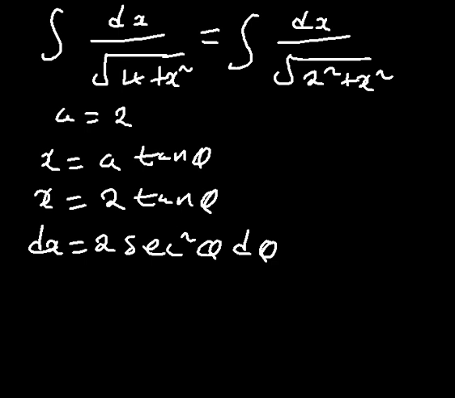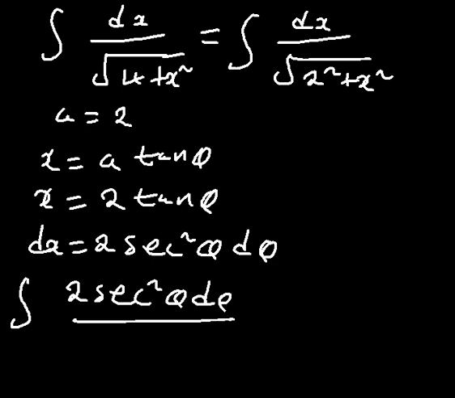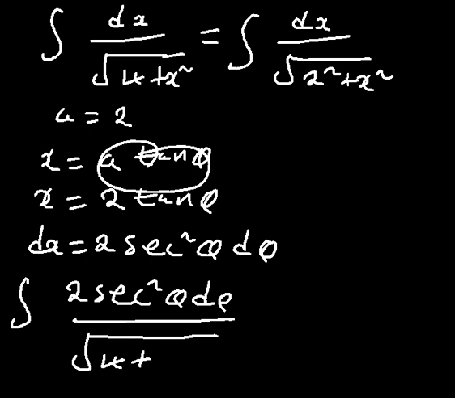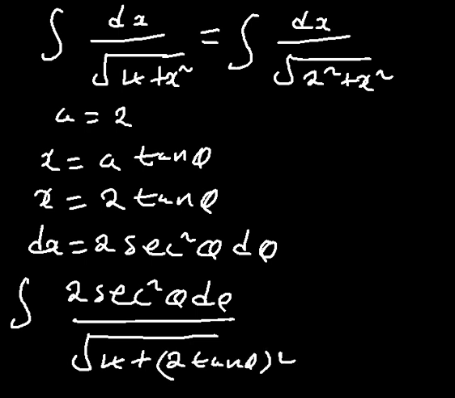And now from there we have to substitute this into the original integrand. That will be given as the integral of, what is dx? We substitute that: 2 sec square theta d theta divided by the square root of 4 plus, what is x? Therefore we have 2 tan theta to the power 2, since x is 2 tan theta.